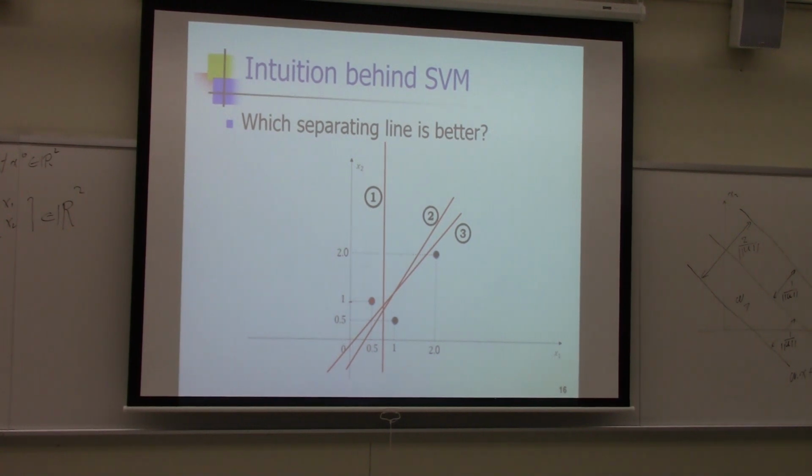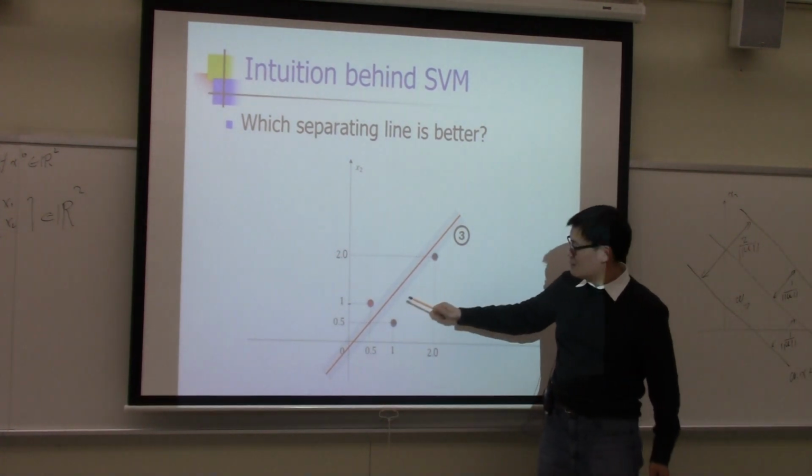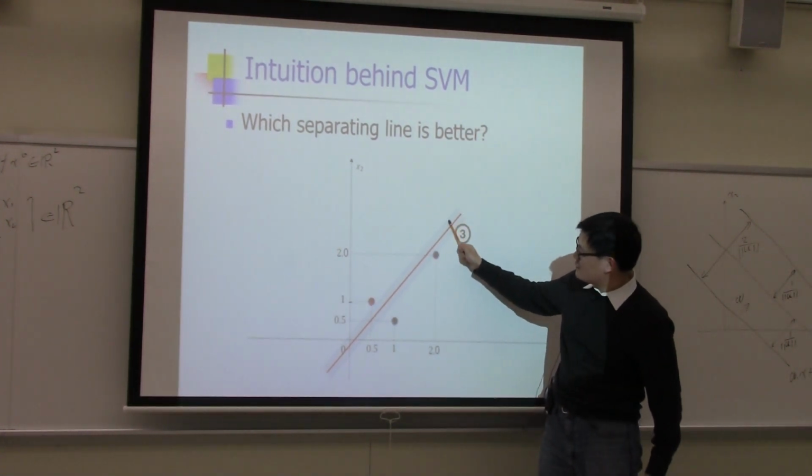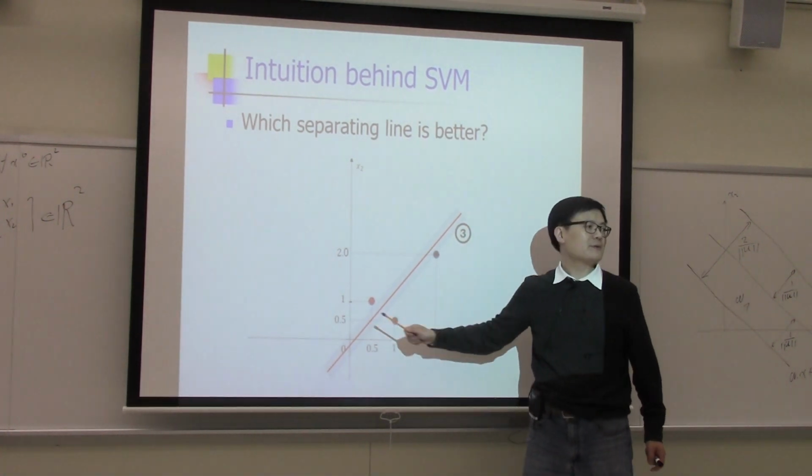So let me show one by one. Let me first show what the margin is for this one. This is the margin for 3. You see here? It touches the black point, right? But here, see? The upper boundary does not touch any point.